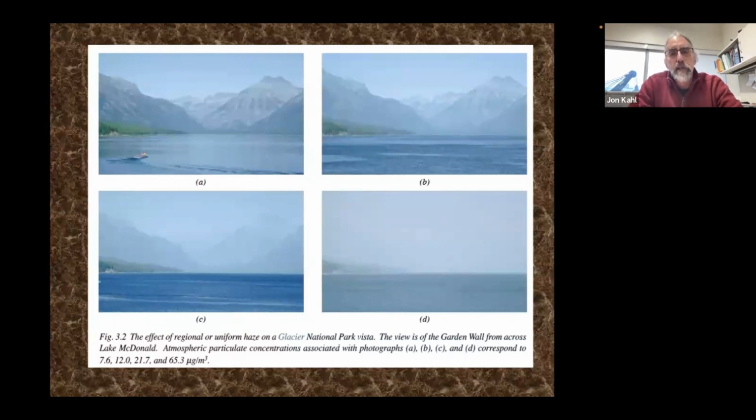In the A, B, C, D panels here, you have the same vista shown, but different pollution levels. So in A, you have relatively little pollution, and in D, you have the most. So you can see that the pollution increases the haze and decreases the visibility.